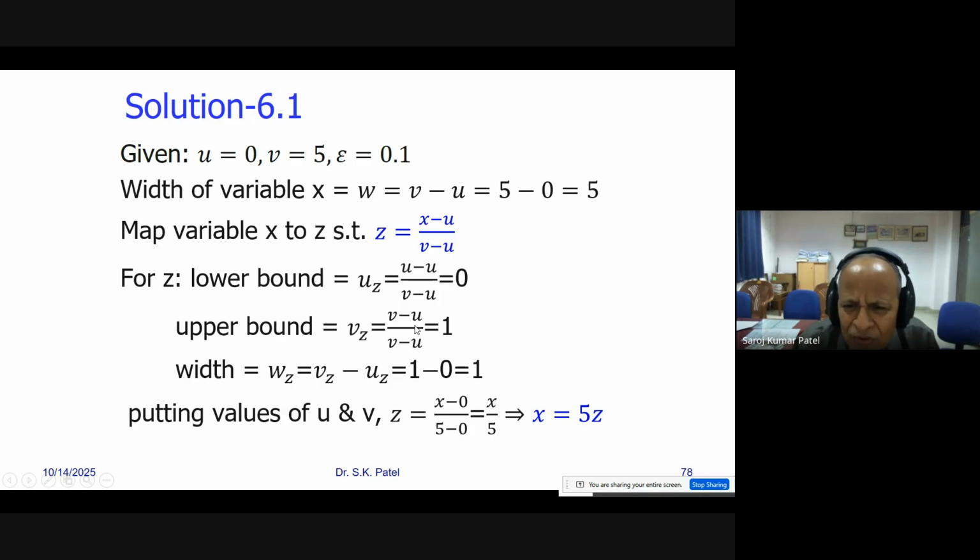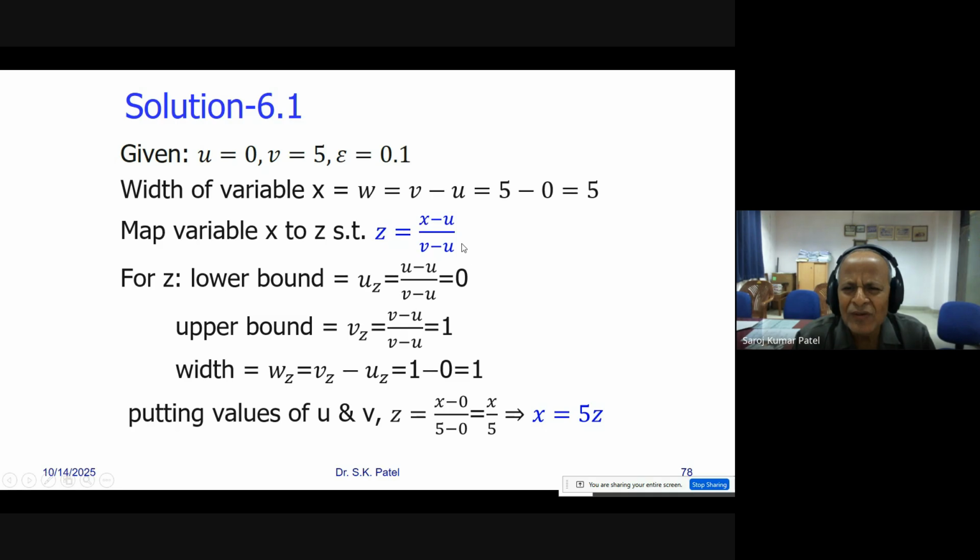At the upper bound x is equal to v, we put x equal to v here. So v minus u divided by v minus u will be 1. So vz is 1. So the region that is 0 to 5 for x is now mapped to 0 to 1 for z. Thus the width of the space for z will be wz is equal to vz minus uz, 1 minus 0, which is equal to 1.